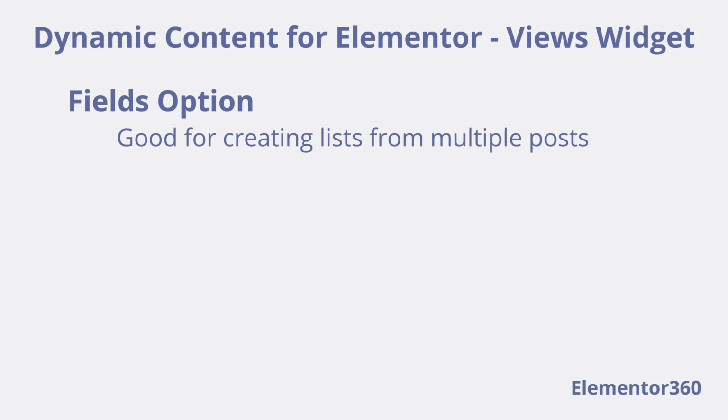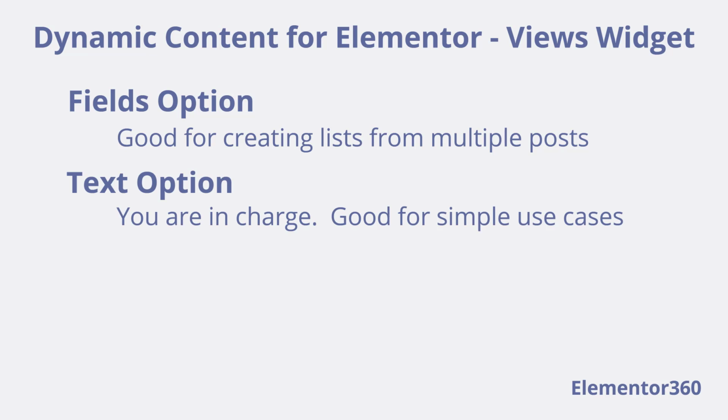When looking at some possible use cases for the views widget, the fields option, which is where you pick individual fields, seemed like it would be a good choice when creating lists from multiple posts or custom post types. Normally in Elementor, it's not so easy to create a list that's pulling from multiple posts. And the views widget solves that problem. The text option, the HTML and CSS, is an opportunity where you can pick and display the content the way you want. You're in charge, but you need to know some HTML and CSS to make it work.